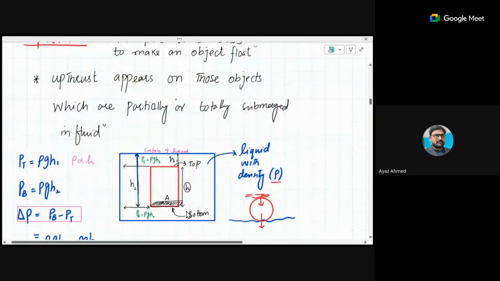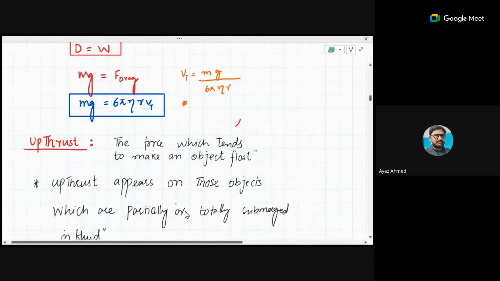So this was basically related to your drag, and I will go back to the drag along with the upthrust, to see how the drag and upthrust correlate with each other.